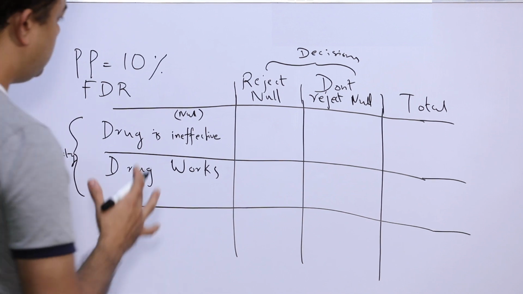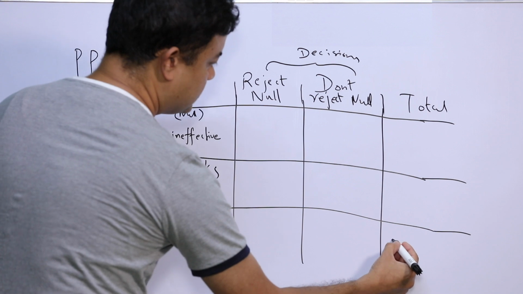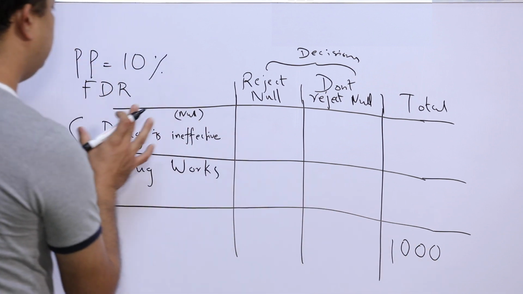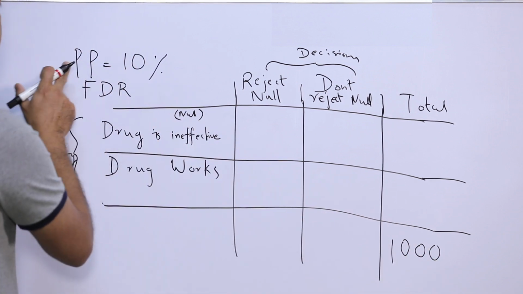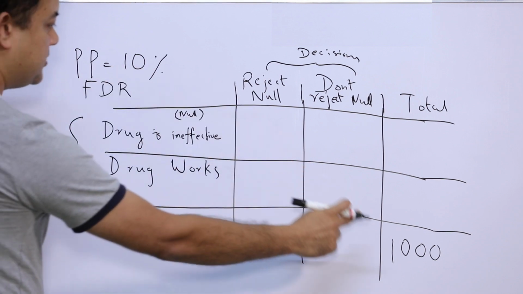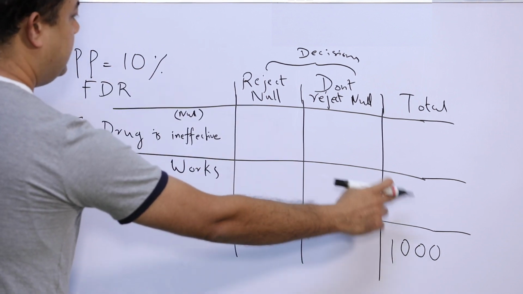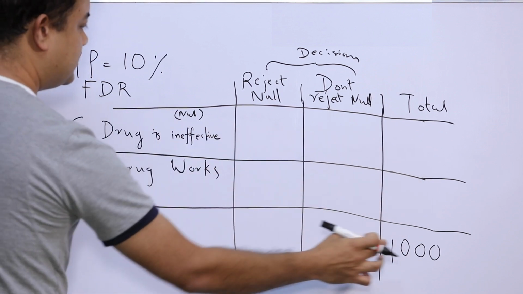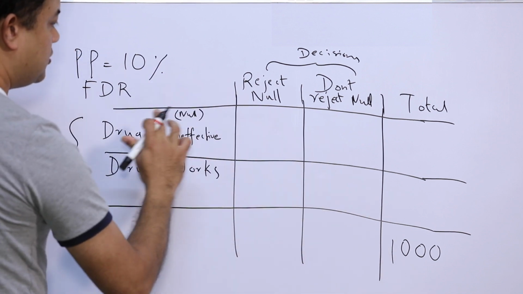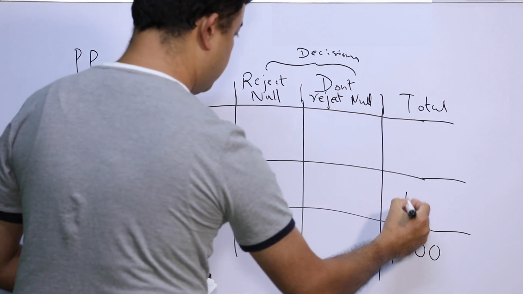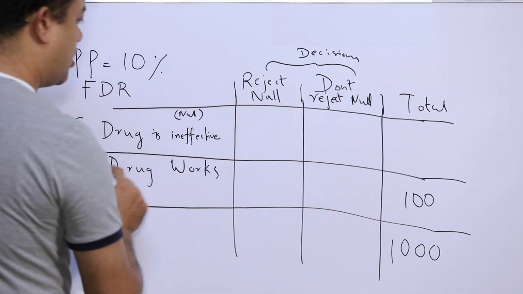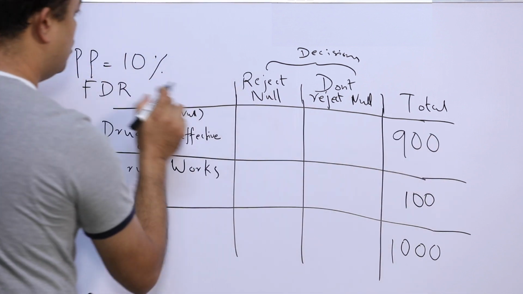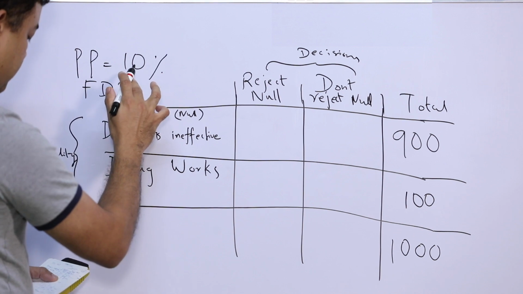So let us say out of 1000 patients, so 1000 is the total number of people where we tried this drug. As the prior probability is only 10%, 10% of the 1000 would be the people where the drug works, while in the rest the drug is not working. So what is 10% of 1000? It is simple, it is 100. So in 100 this drug works, while the rest is 900 where the drug does not work. So that is what the prior probability of 10% means.